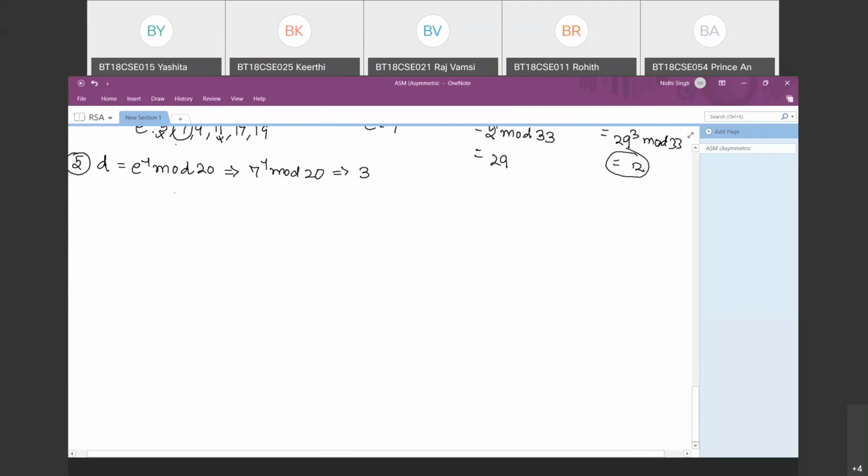Now there is one homework regarding RSA: you have to analyze the security of RSA, meaning what possible attacks can be made on RSA. That you have to learn on your own.